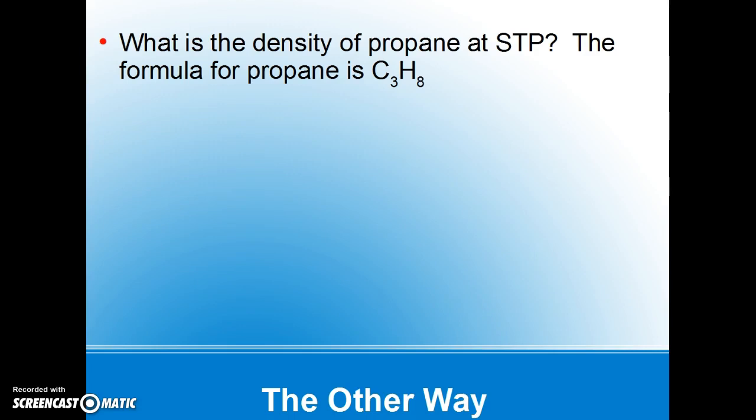Now, you may recall that the volume of 1 mole of any gas at STP, standard temperature and pressure, 0 degrees, 1 atmosphere, is 22.4 liters. So you have the mass of a mole, you multiply that by the inverse of the volume of the mole, 22.4 liters goes in the denominator, and you can get the density of anything that you know the molecular mass of, as long as it's a gas, at standard temperature and pressure.